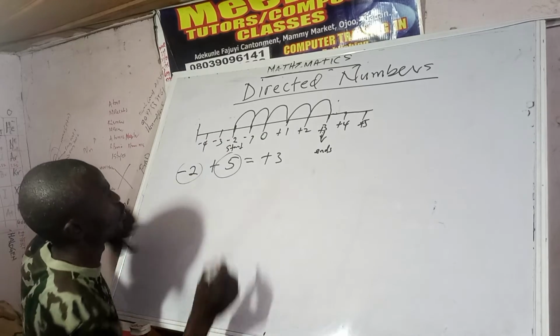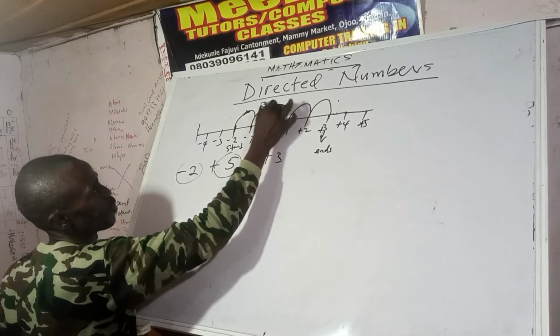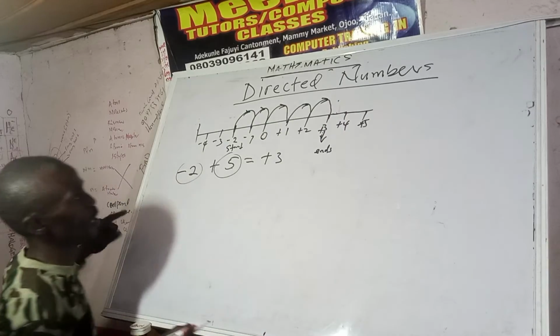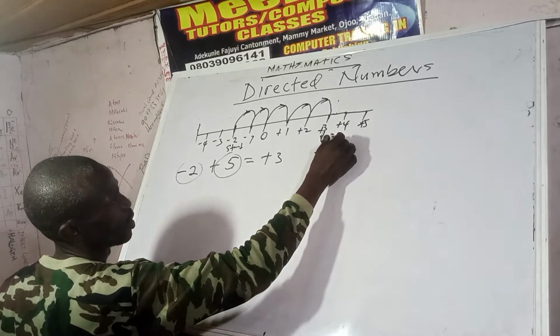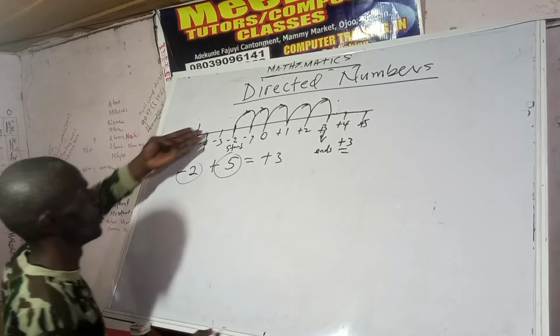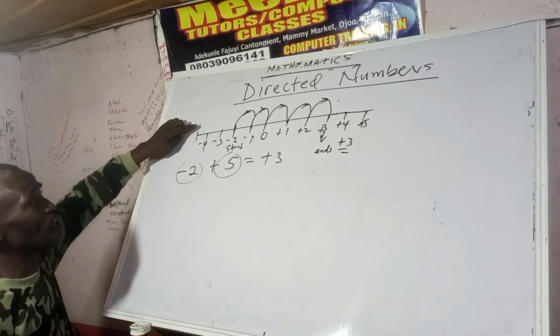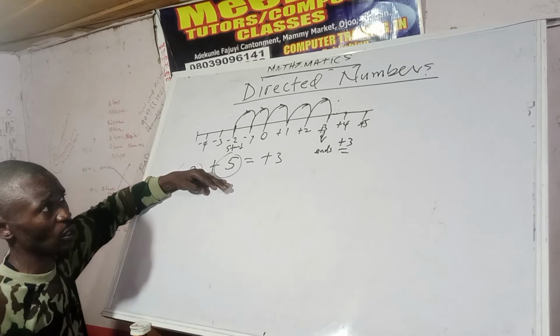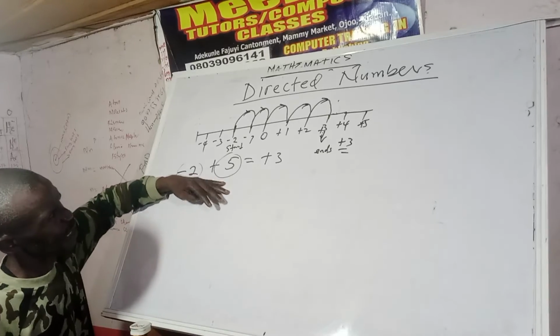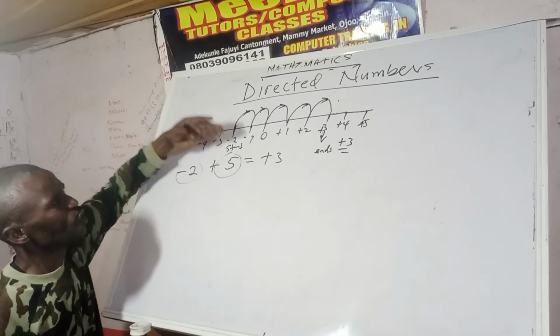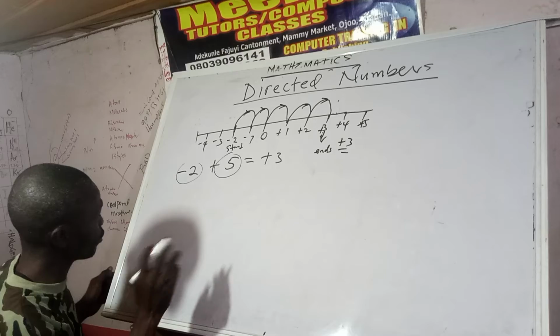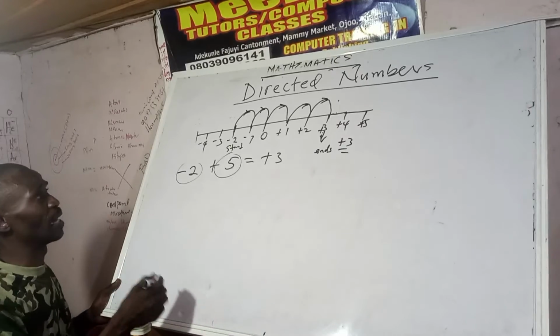Please, another thing you need to know is direction. You place your direction arrow to show where you are going. You can see the answer is what? Plus 3. If you cannot use the number line, you can use the direct method. But I would advise you, if the question says use the number line, please you should know what you are doing.